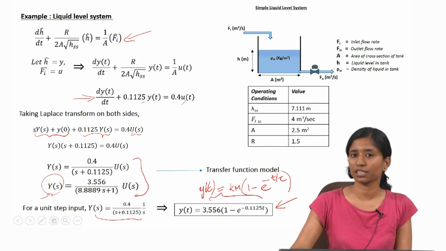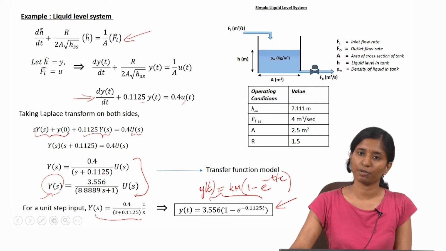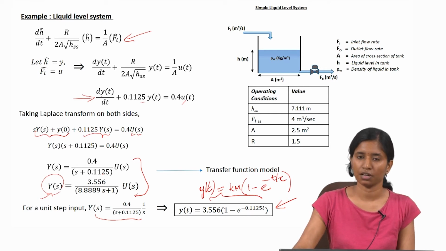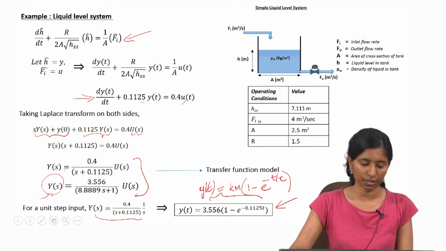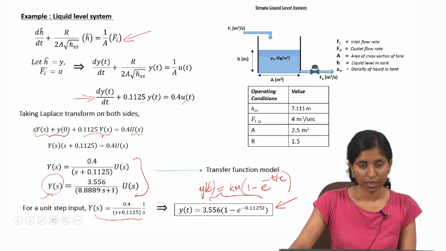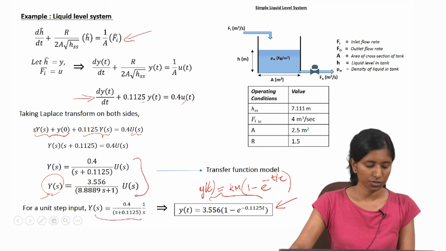Now, let us go back to the term that we looked at before, that is the transfer function model. Suppose there is a change in the initial condition or any change in the forcing function, then we have to do the entire Laplace transform procedure, that is taking the Laplace transform, rearranging, and then taking the inverse Laplace transform. All this we have to repeat. But if we have an expression like this, that is phi of s equal to 0.4 by s plus 0.1125 times u of s, then irrespective of what the forcing function is, we can always find the response of the system.